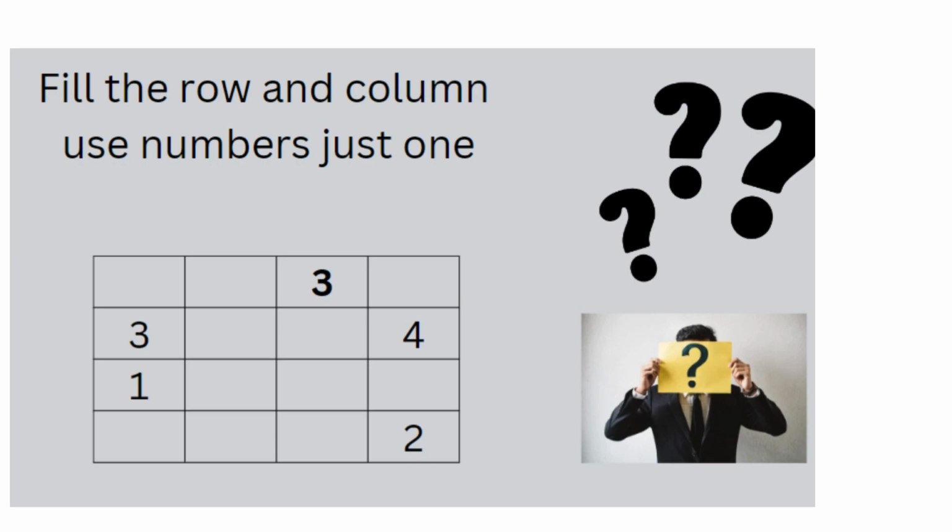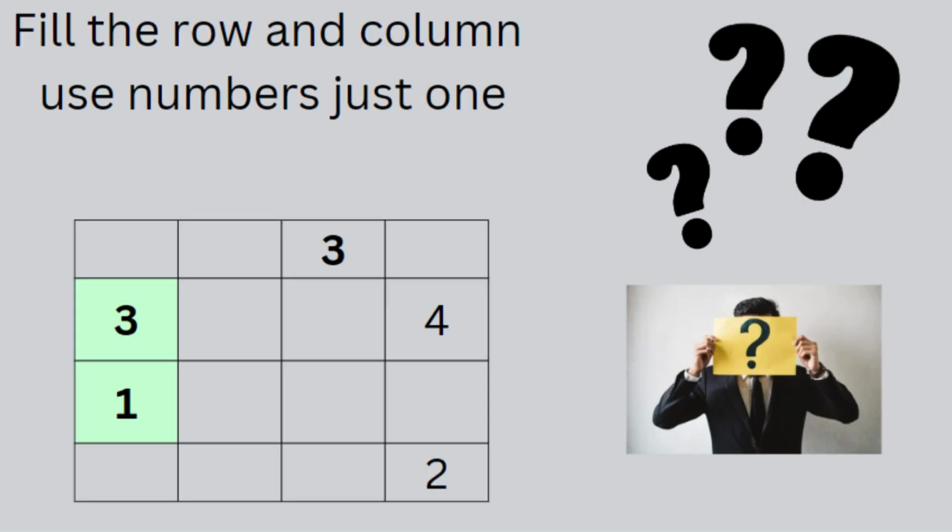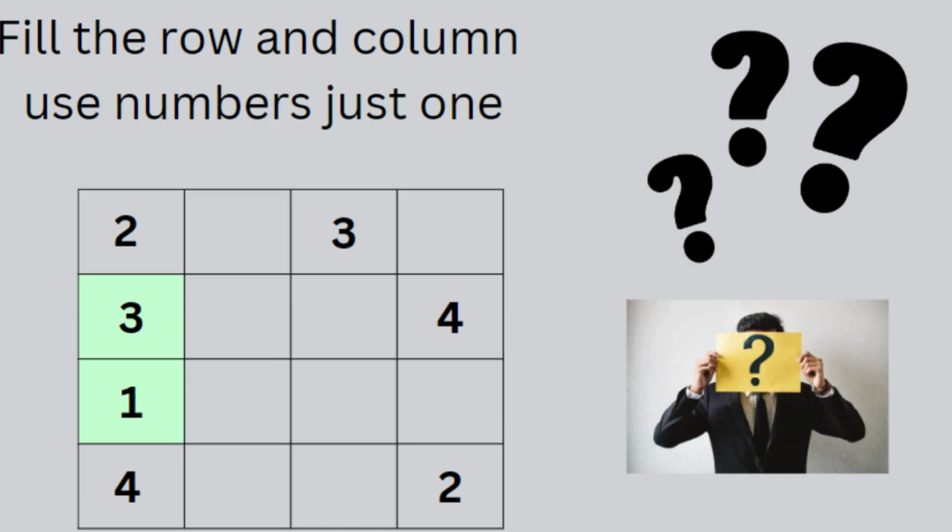Secondly, we are going to identify missing numbers. Examine each row, column, and subgrid to identify missing numbers. Scan to see what numbers are already present and what numbers are yet to be placed. As we can see, we have 1 and 3. Which numbers are we missing? 2 and 4. We're missing in this column 1, 2, 3, 4. So we need to have 1, 4 and 1, 2.